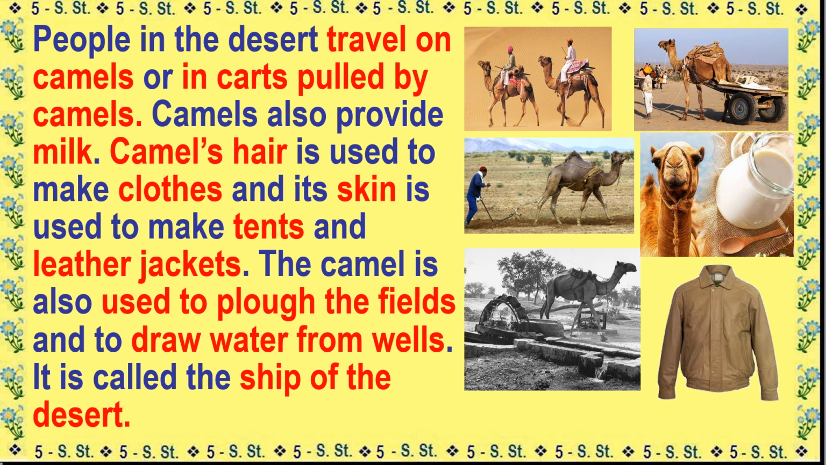Camels also provide milk. Camel's hair is used to make clothes, and its skin is used to make tents and leather jackets. The camel is also used to plow the fields and to draw water from wells. It is called the ship of the desert.